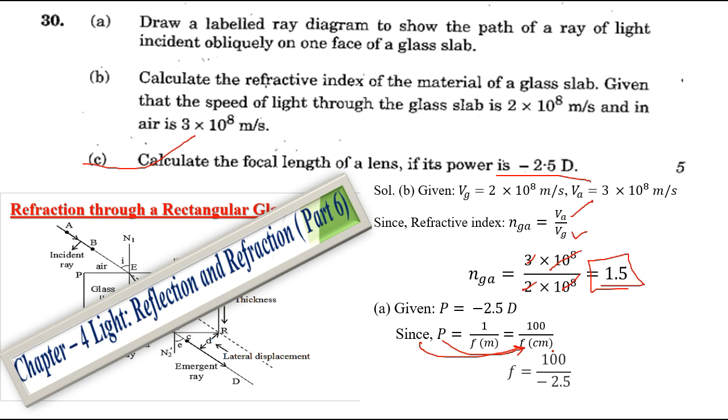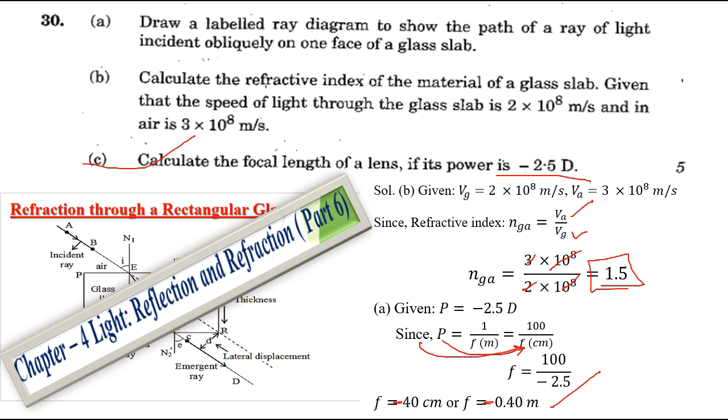So put the value, and F will be equal to 100 upon minus 2.5, and this will give you 40 centimeters. So focal length will be equal to minus 40 centimeters, because one minus sign is here, or focal length will be equal to minus 0.4 meters. They haven't asked you about the type of the lens. If they had asked about the type of lens, you can easily say that since focal length is negative, it is a concave lens.